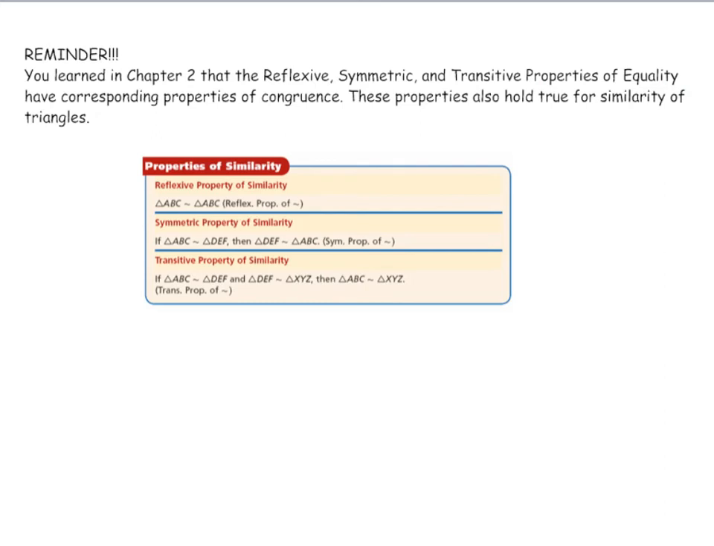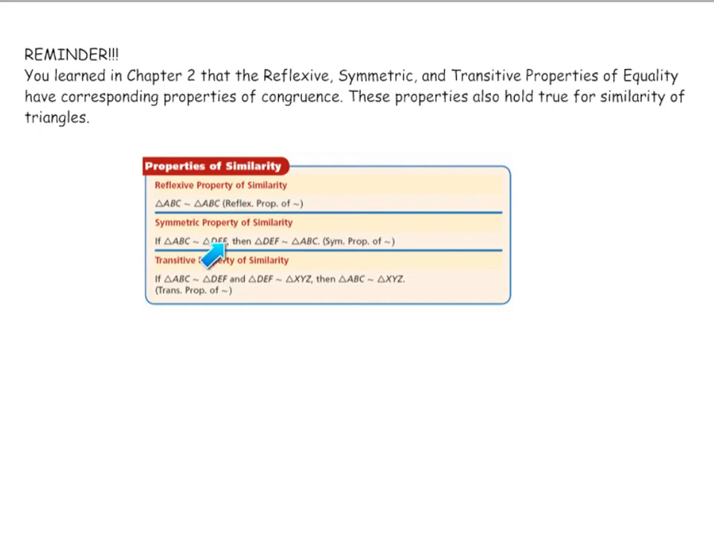Before going into this next section, I just wanted to remind you, in Chapter 2, when we did all of those proofs, we were talking about reflexive, symmetric, and transitive properties of equality, right? I want you to know that equality also holds for congruency, which will also hold for similarity. So the reflexive property works with similarity statements as well. If something's similar to itself, that's considered the reflexive property.